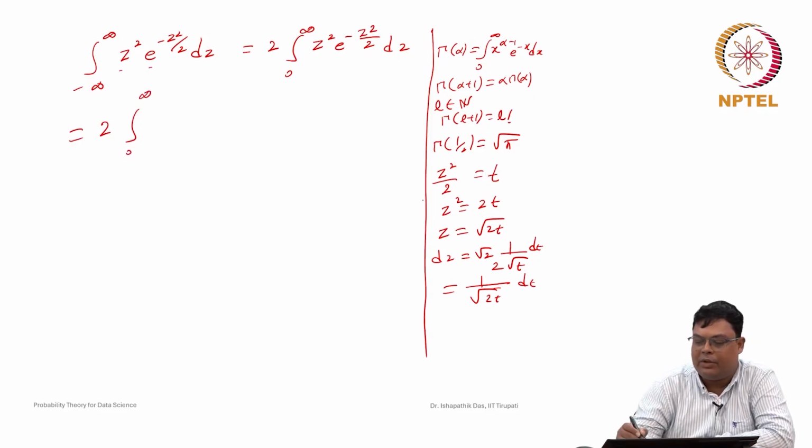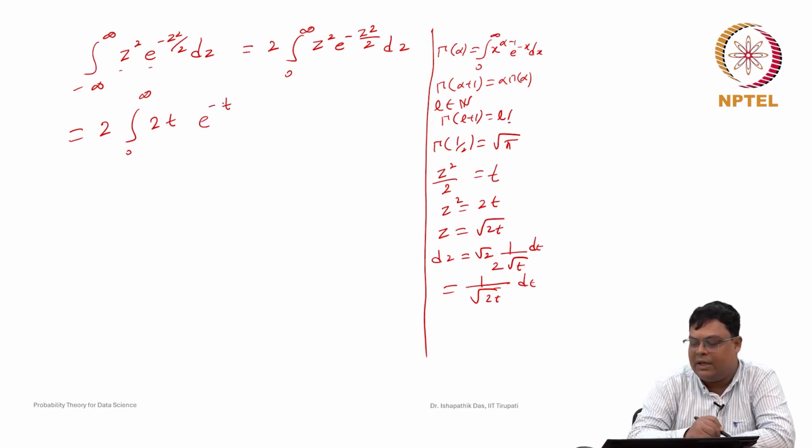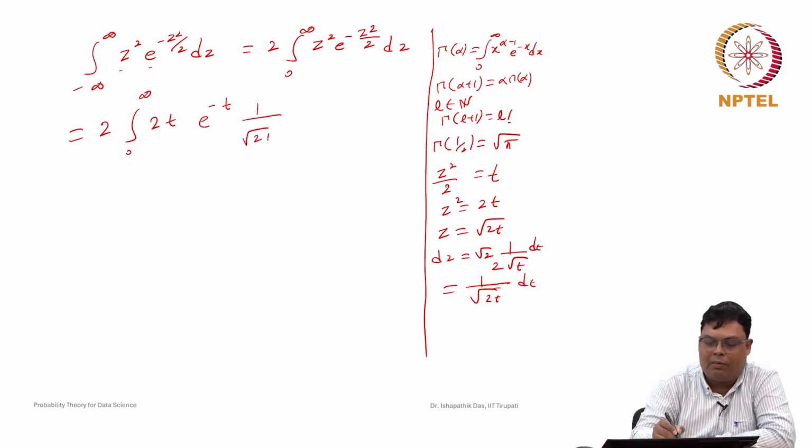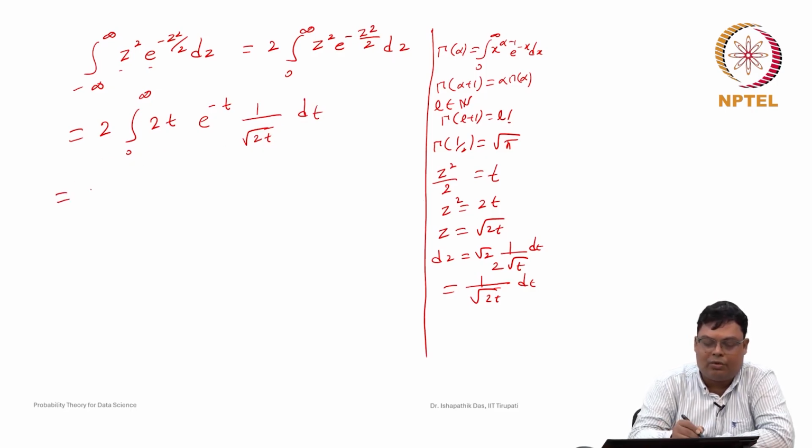From here z square is equal to 2t, so this is nothing but 2t e to the power of minus z square by 2, which is minus t, and then dz is equal to 1 by root 2t dt. So, that is the integration we are finding. Now you can see that this is coming in gamma function form, e to the power minus t. Here, 2 into 2 by root 2 is 2 root 2.